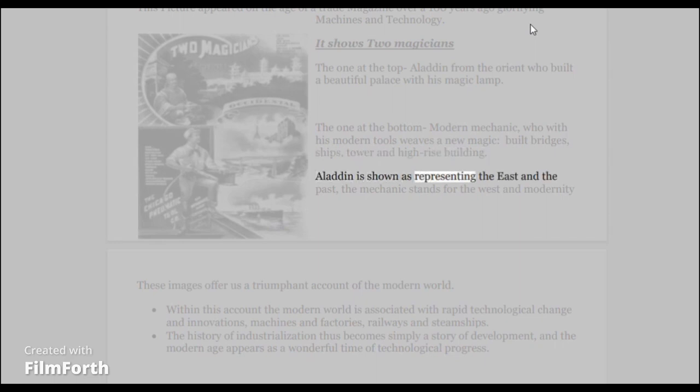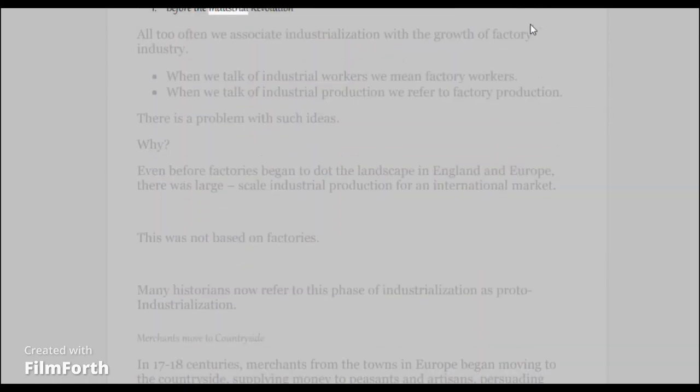Aladdin is shown as representing the East and the past. The mechanic stands for the West and modernity. These images offer us a triumphant account of the modern world. Within this account, the modern world is associated with rapid technological change and innovations, machines and factories, railways and steamships. The history of industrialization thus becomes simply a story of development, and the modern age appears as a wonderful time of technological progress.